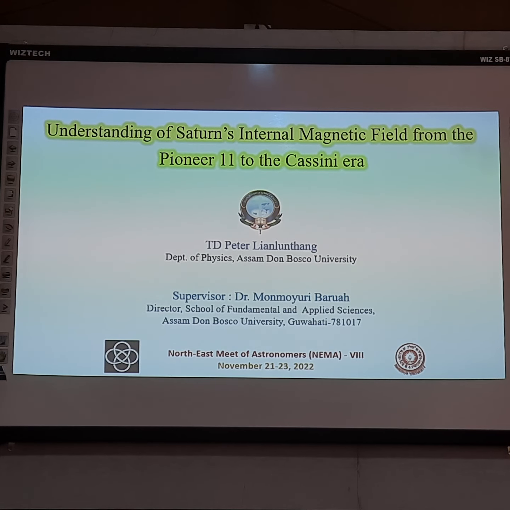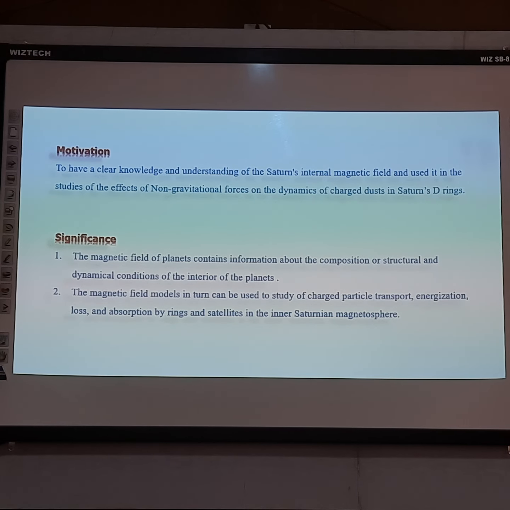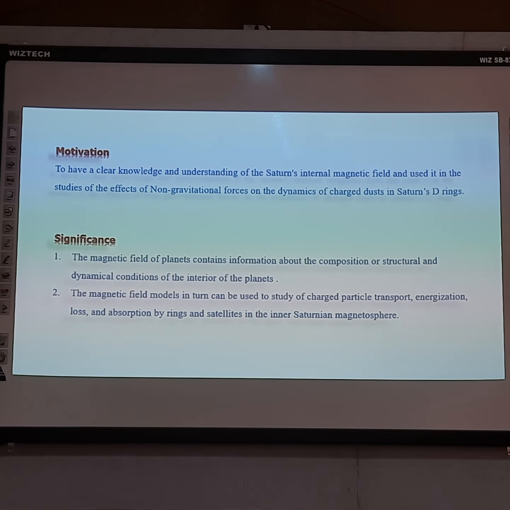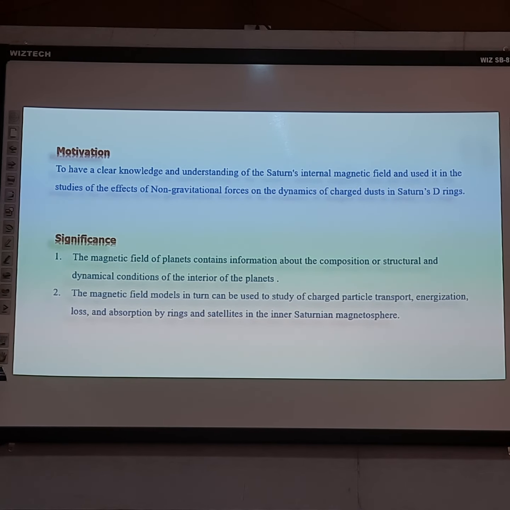So let me move ahead. Our motivation, as I said, is to have a clear knowledge and understanding of Saturn's internal magnetic field and use it in studies of non-gravitational forces. By non-gravitational forces, we mean electromagnetic effects, plasma drag, and atmospheric drag. For all of these we need knowledge of the magnetic field.